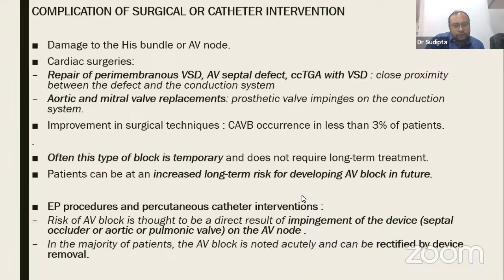And in case of catheter interventions or devices, these are usually dependent on the device. If you remove the device, then the block might go away. In case of surgical, most of the time these blocks are temporary. However, there is an increased long-term risk for developing AV block in future.